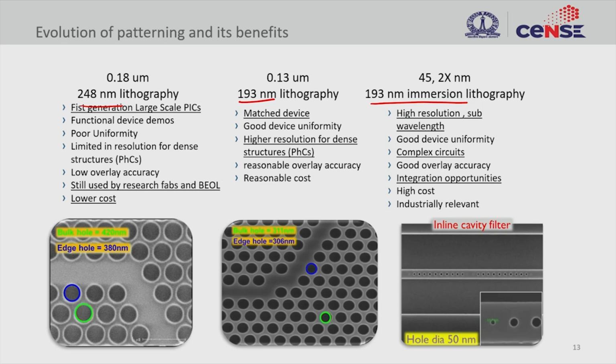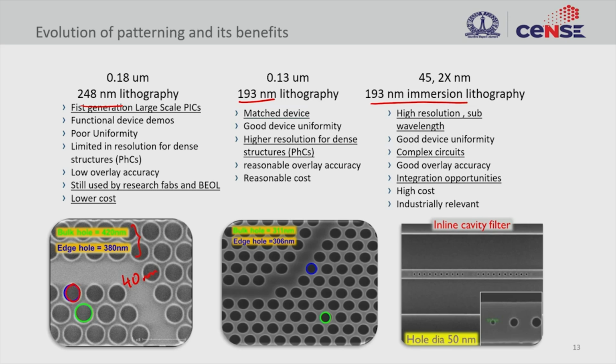patterning, but then what you see here is the effect of proximity. You can see here the difference between the bulk holes and the edge holes, right? So this is about 40 nanometer. So there is a 40 nanometer difference between the holes on the edges and holes at the bulk, right?